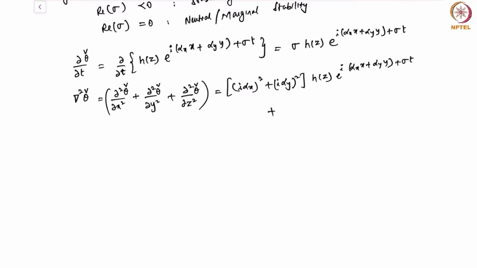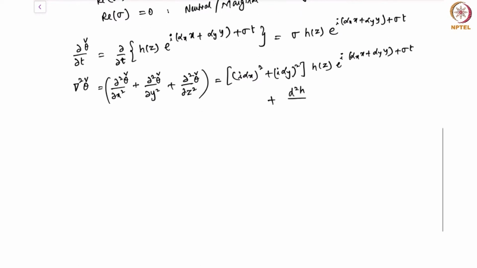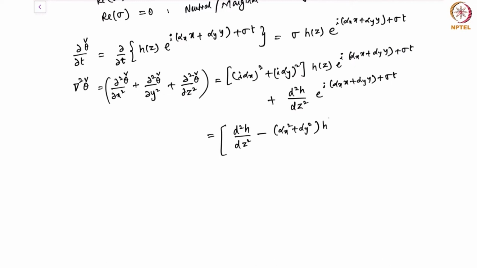And finally, we have del square by del z square of theta. The only term in theta which is a function of z is h of z. So we have d square h by dz square times e power i (alpha x x plus alpha y y) plus sigma t. If we take the exponential terms common, then we have d square h by dz square minus (alpha x square plus alpha y square) of h, into the exponential term.